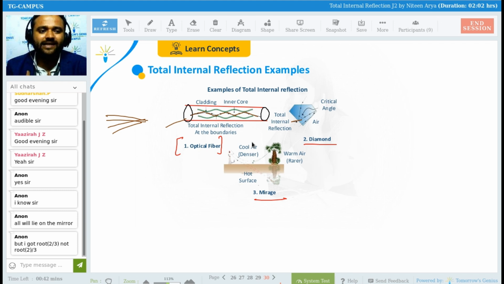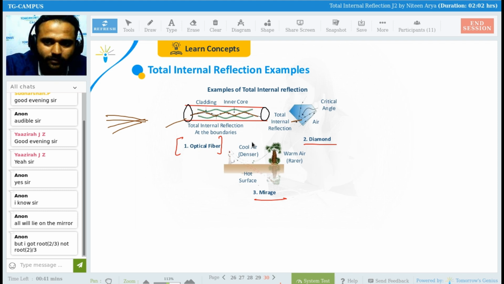So the cool surface is denser and the hot surface is behaving like a rarer medium. And the ray of light which we are going to see is going to go from the cooler medium to the hotter medium, from the denser medium to the rarer medium. So you see an effect which is known as a mirage.